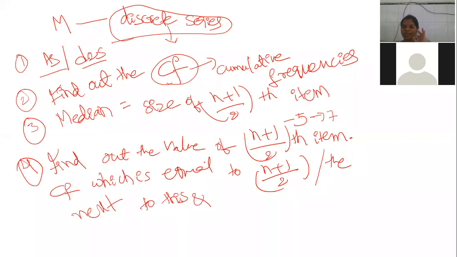So what do we need to do for calculating the median for a discrete series? First, arrange our data in ascending or descending order. Next, find the cumulative frequencies for the given data. Third, calculate the size: median is the size of the (n plus 1) by 2 item. That value should equal a cumulative frequency value, or the next higher one present in our given data. Do one problem and you will get full clarity.